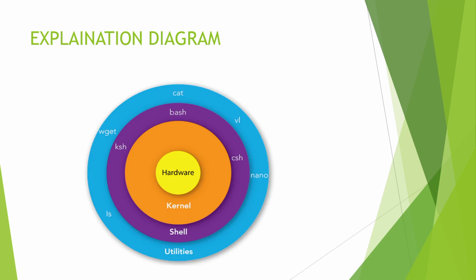The kernel is the core of the operating system. It directly communicates with the hardware and manages essential tasks such as memory, process, and device management. It allows the shell and utilities to interact with the hardware in a controlled way. The shell is a command line interface that allows the user to communicate with the kernel. It interprets and executes commands entered by the user. In this diagram, various shells are shown, like bash, ksh, and csh, each providing different command features and syntax.